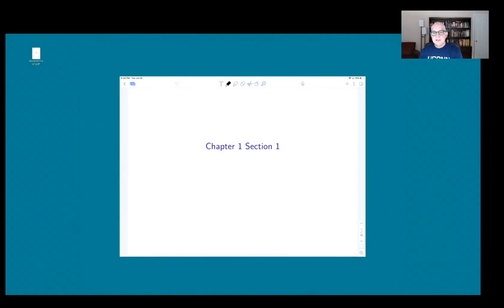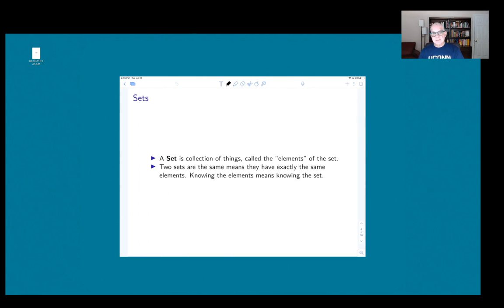So, Chapter 1, Section 1 is about set theory. The first chapter of this book is about set theory. Set theory is the foundation of mathematics these days. And although there is a pretty subtle and complicated theory of sets, we are not going to get into that. We're going to work with what we might call a naive idea about sets.